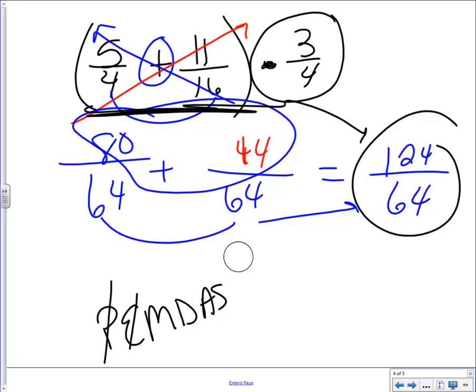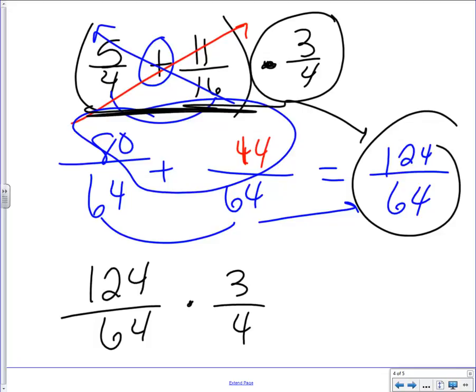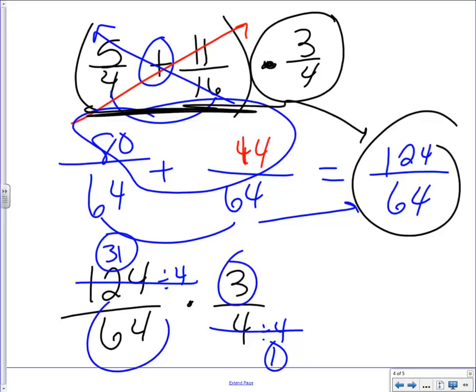So at this point, we would need to take our answer from the fractions, rewrite it, and then multiply it times the 3/4. Okay? If I can simplify in the diagonals, I will. But 64 is not divisible by 3. But 4 goes into 4 one time, and 4 goes into 124 31 times. Okay, and so these circled numbers are what I have left.